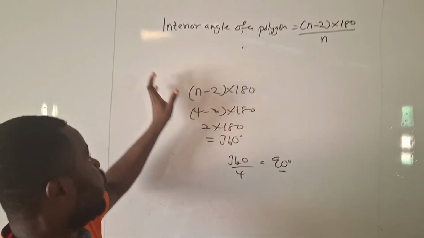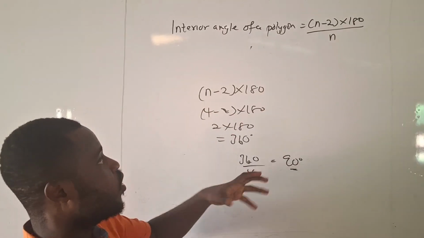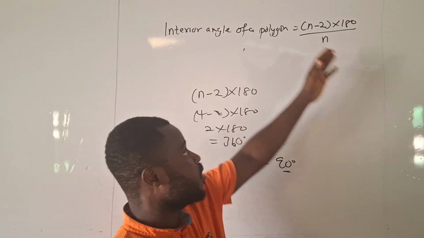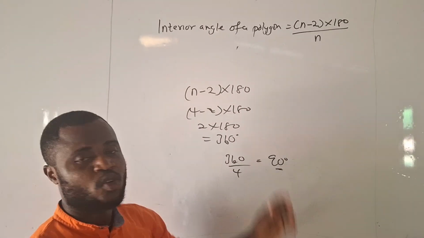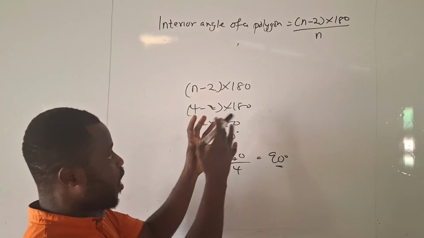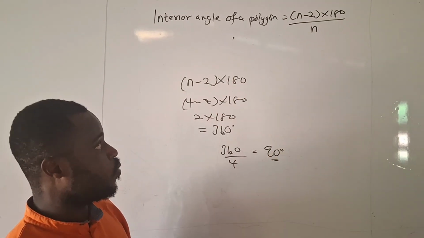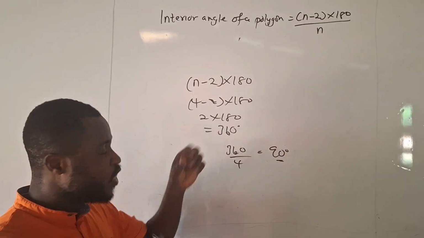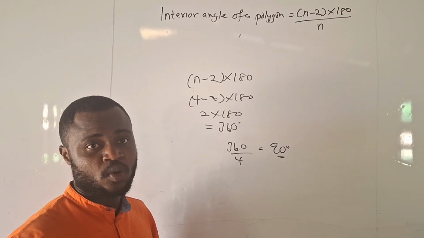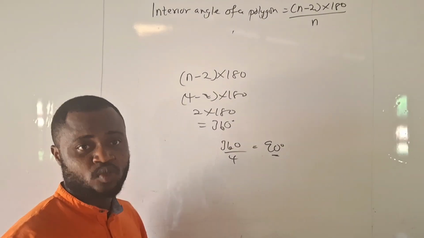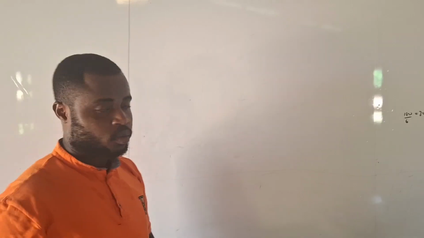That is why when you see the interior angle of a polygon, or each interior angle of a polygon, the formula is (n minus 2) times 180 over n. This is how we use this formula to find each interior angle of a polygon. So we are going to take our first question to see how this formula is used.